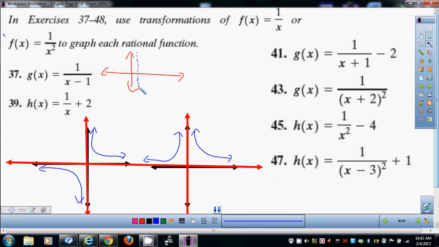So then you just graph your parent around your asymptotes. Your parent of 1 over x was down and then up here. And you've correctly graphed it. It's the same as the parent, just shifted right 1 unit. What about the next one? Where's that shifting? Up 2 units. So again, it's low on space. I'll just take it elsewhere.